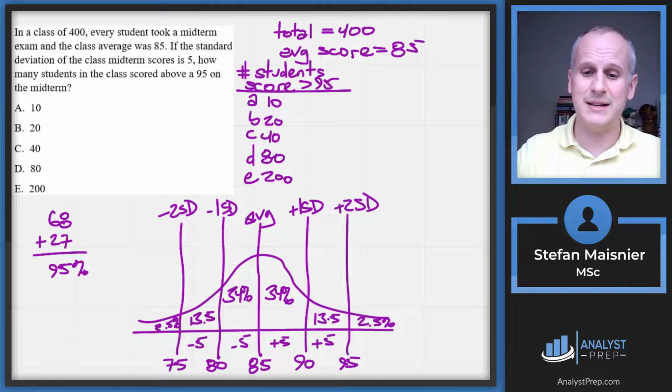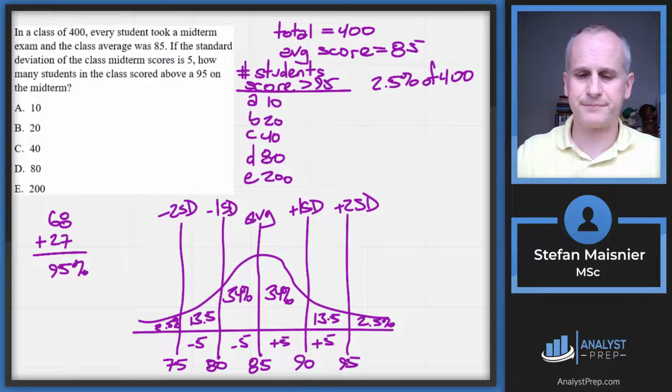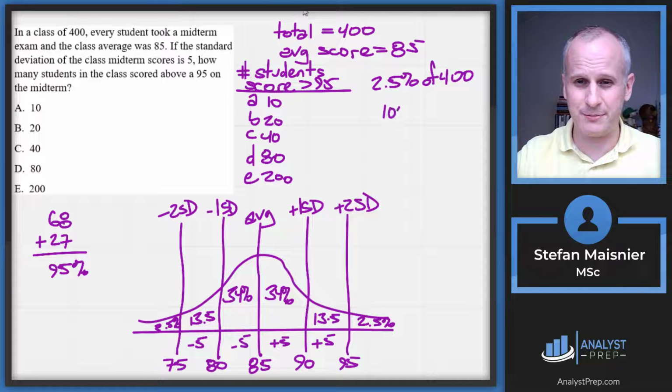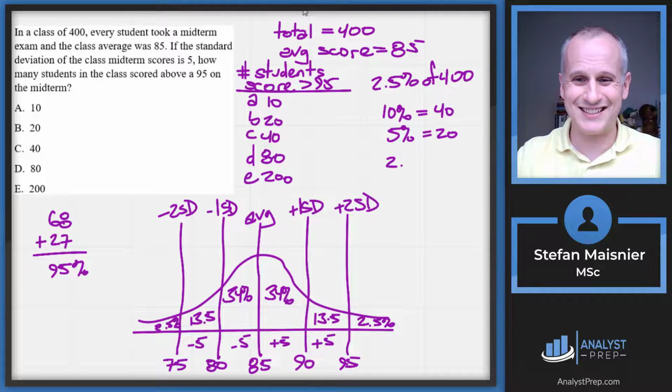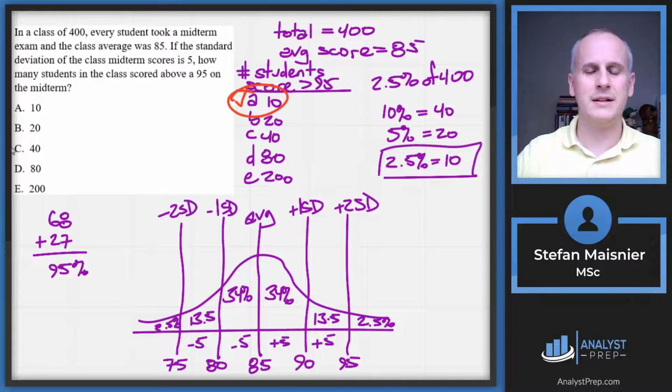So that means that the students who scored above a 95 are going to be 2.5% of 400. Now, you may be thinking to yourself, well, how am I supposed to take 2.5% of 400? Well, the easiest way is to just take 10% of 400 to start. So 10% is going to be equal to 40, which means that 5% is just divide by 2, which is 20, and just divide by 2 again to discover that 2.5% is going to be 10 students. And there is our answer for this one.